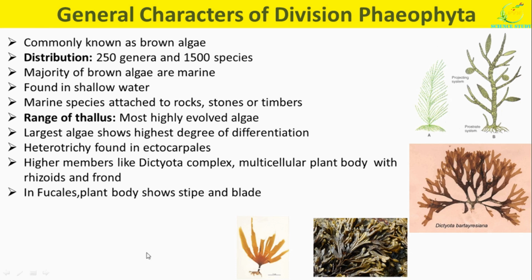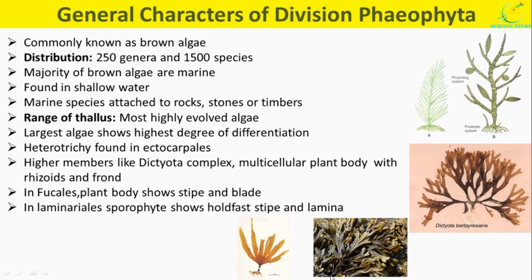The next in the order of complexity is Fucus. So this is the diagram of Fucus. In Fucus the plant body shows lower cylindrical portion called the stipe and upper flattened band shaped portion called the blade. So this is the blade and this is the stipe of Fucus. The plant has an attaching disc.